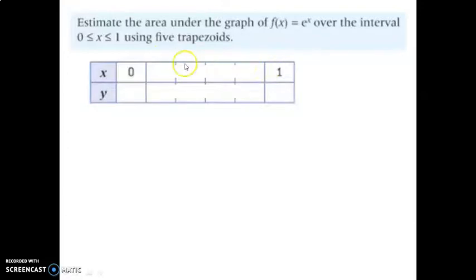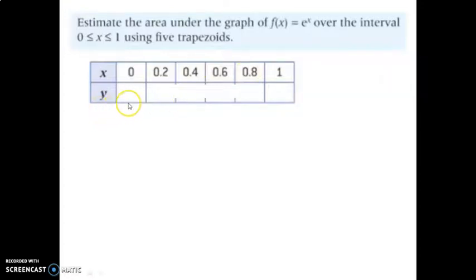So what's 1 divided by 5? It's 0.2. That means each of these has to go up by 0.2. So check it out: 0.2, 0.4, 0.6, 0.8, and 1. You can see there's a gap of 0.2 between each of these. Imagine those again, visually, as the heights of each of the trapezoids.